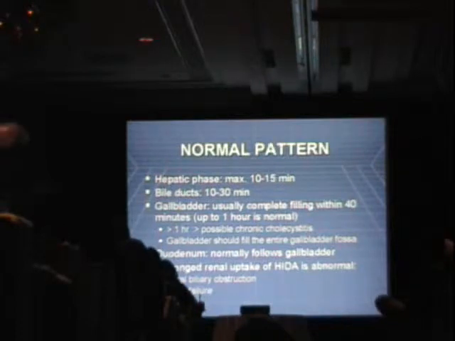After you see gallbladder, the duodenum should follow it. Sometimes you'll get a reversal of the sequence. By itself, in the literature, that has not been established as a truly abnormal criterion, but it is something to take notice of, because it can be a sign of chronic cholecystitis if you have other abnormalities within the scan. Prolonged renal uptake is abnormal. There isn't usually much renal excretion. If you see a lot of renal uptake, it means that there is some problem with the liver, either liver failure for any reason or total biliary obstruction, nothing getting out from that mode of egress.